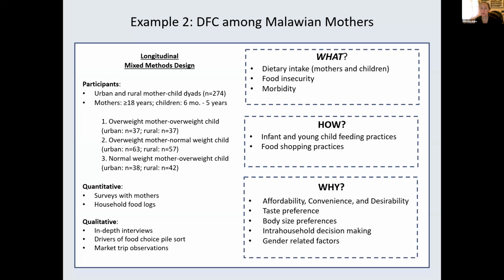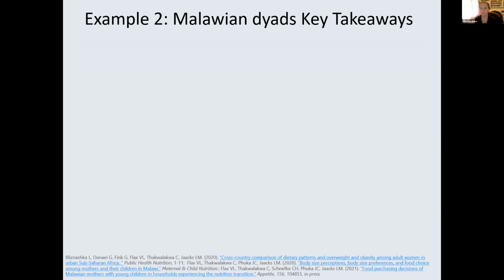They wanted to understand behaviors, specifically infant and young child feeding practices and food shopping behavior practices, to understand how food was obtained and how food was distributed and given to children. And to understand why, they focused on affordability, convenience, and desirability, also specifically taste preference, body size preferences, intra-household decision-making, and gender-related factors. So what did they learn?